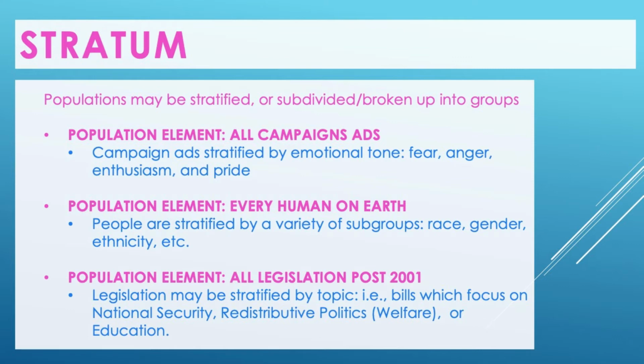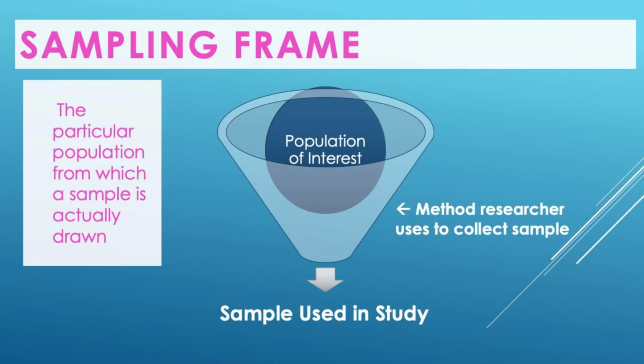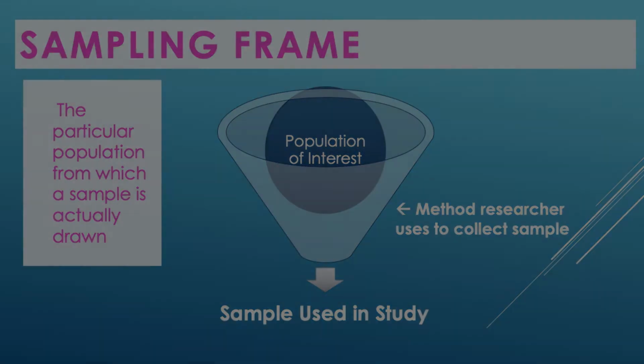They are the other kind of factors that we think might explain differences between our observations. Finally, we have the sampling frame, and this is the particular population from which a sample is actually drawn. The sampling frame refers to the method by which we gather our sample. And I know that might sound a little confusing, so let's go through some examples.